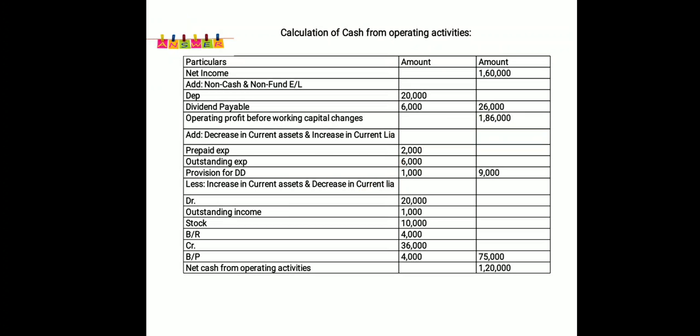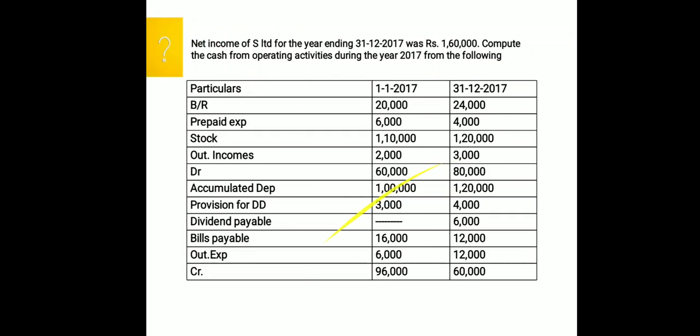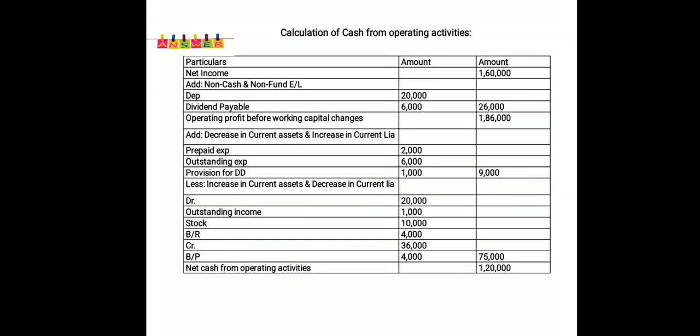We need to add back non-cash and non-fund expenses or losses. Just now we have checked depreciation 20,000 and dividend payable 6,000, and if we do the full adjustment, we get 1,86,000 as the operating profit before working capital change. So as I told you in the starting, after adjusting all the non-cash and non-fund items, what you receive you can mention as net profit after adjusting non-cash items, or you can refer to it as operating profit before working capital changes.